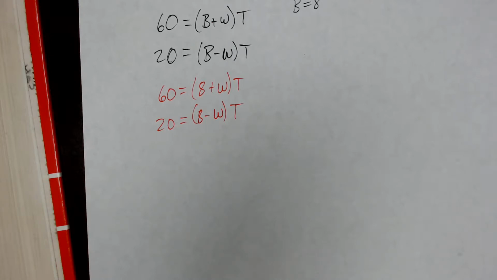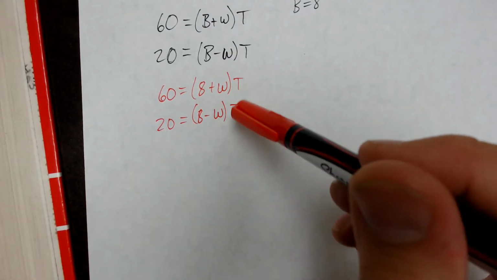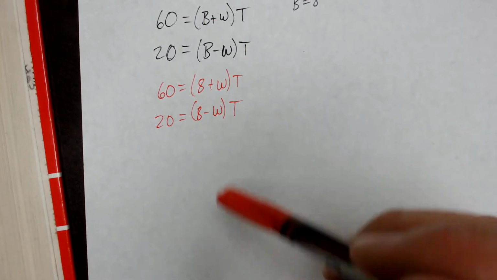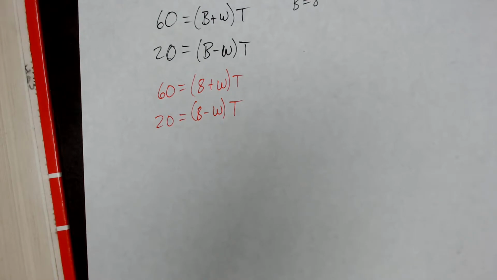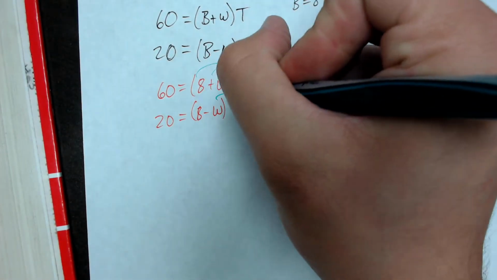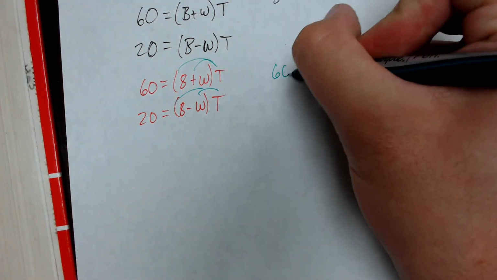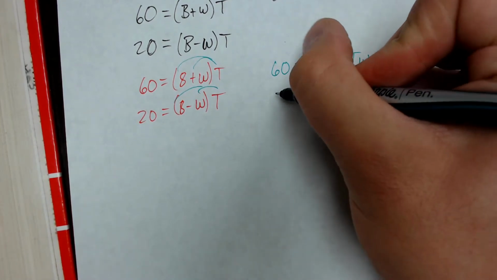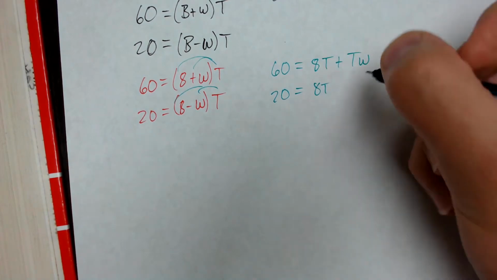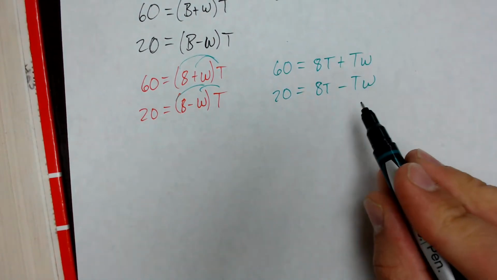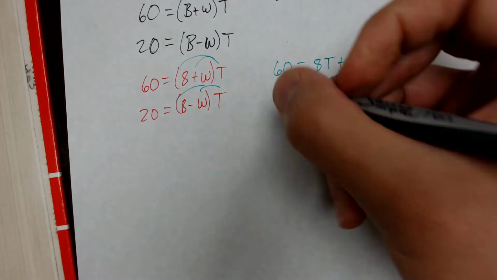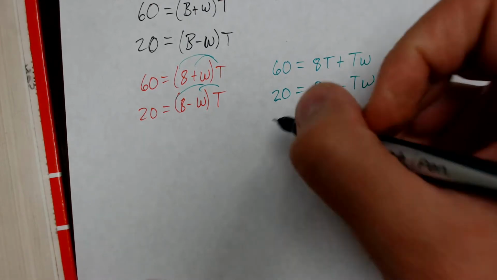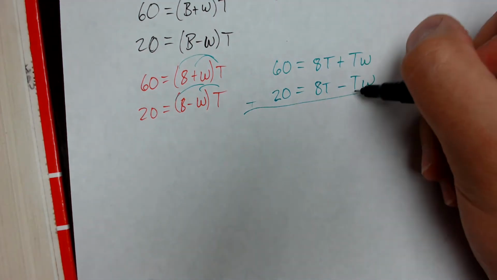The interesting thing about boat in the river problems is we can get a double unknown, or kind of like a double substitution, and then we can also eliminate at the same time. If I rewrite these using the distributive property, you'll see what I mean. Here we have 60 equals 8t plus t sub w. And here we have 20 equals 8t minus t sub w. This is the elimination point. We see in these two equations, we both have time and water, and they have opposite signs. So I can add these equations to eliminate time and water.